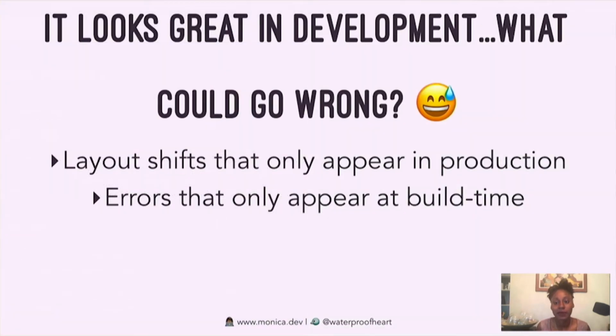So we just looked at an example of server-side rendering that looked great in production both with JavaScript enabled or disabled. What could go wrong? There are some common issues you might run into with server-side rendered applications that only occur during the initial hydration process in production, or errors that appear at build time.